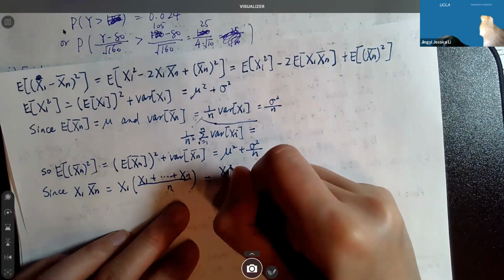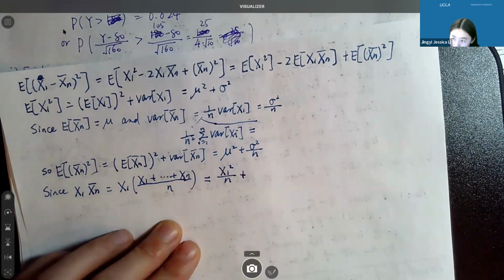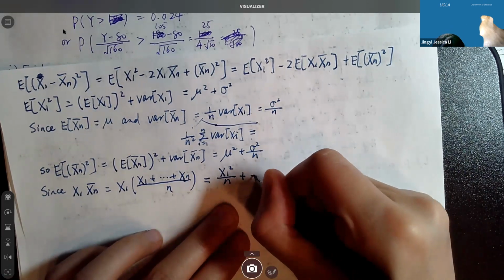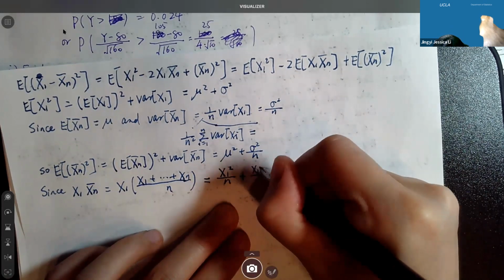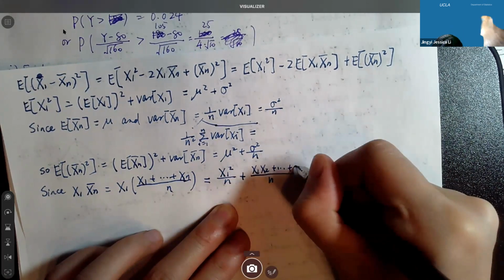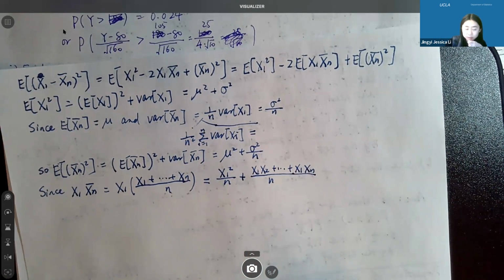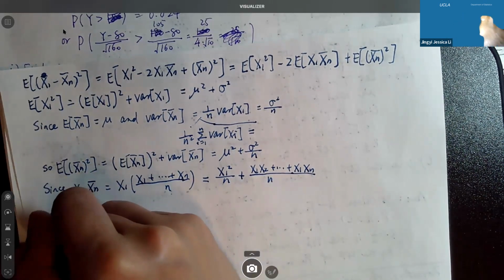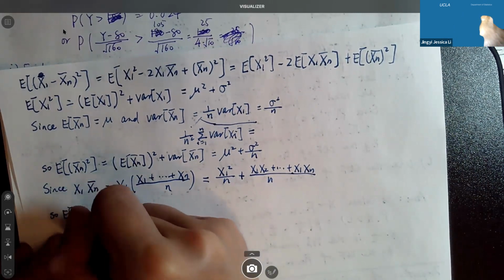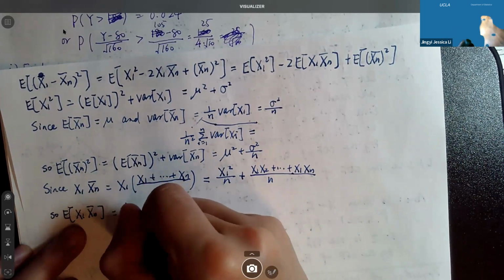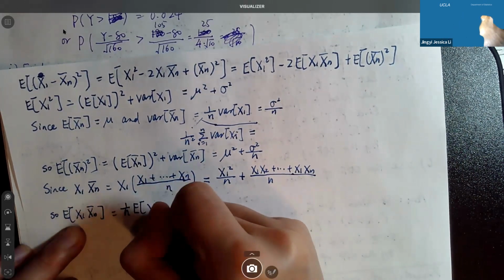So I will get X1 squared over n plus, for the remaining terms, just X1 X2 up to X1 Xn. Okay, so I'm here. Now I will put the expectation around each term. So the expectation of X1 X̄n would be equal to 1 over n times the expectation of X1 squared.